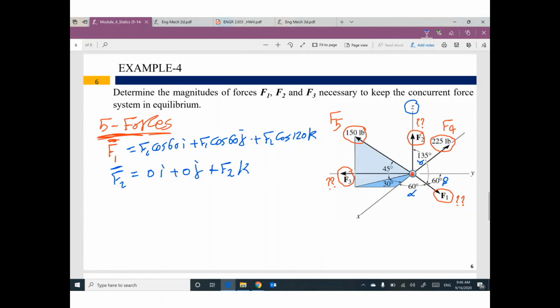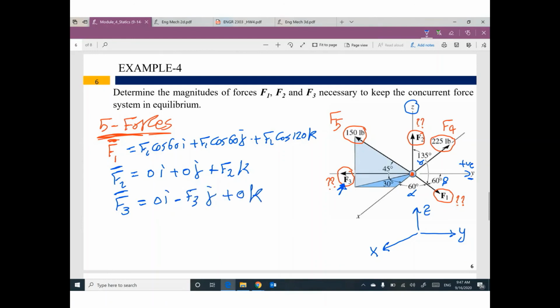What about F3? What's going on with F3? Where is F3? Here you go. F3 is in the negative direction of the y-axis. You agree? This is the positive direction of y. Guys, here is the positive direction of x, positive direction of y, positive direction of z. Anything else will be negative direction. So we have 0 I, negative F3 J, 0 K.